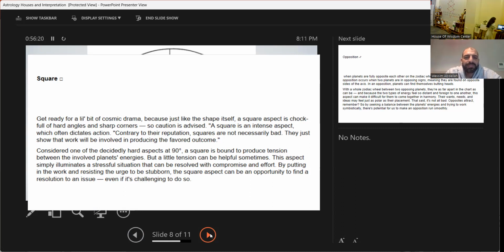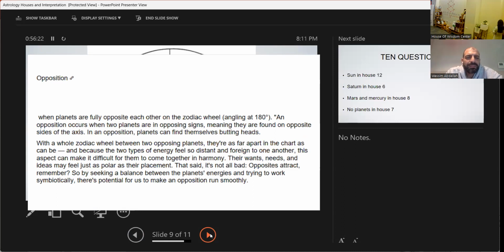Next. Opposition. When planets are fully opposite each other on the zodiac wheel, angling at 180. So here we are looking at the wheel as a whole. Okay, not exactly. All right, angling at 180.